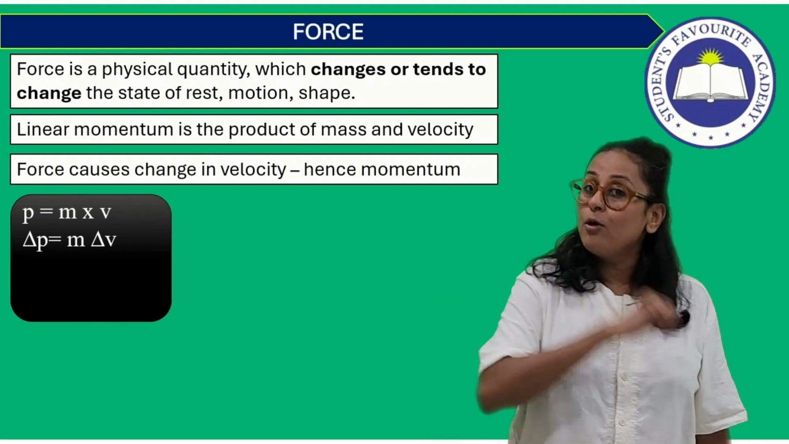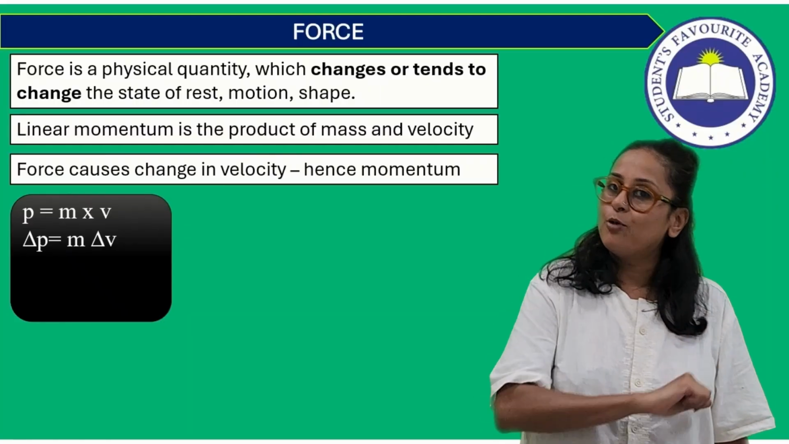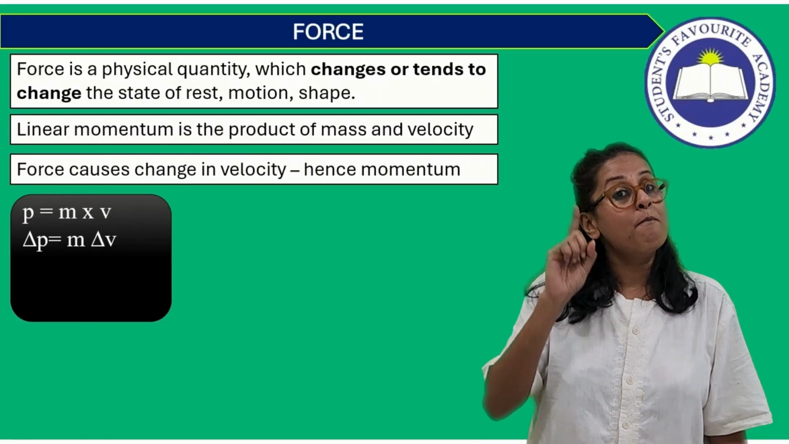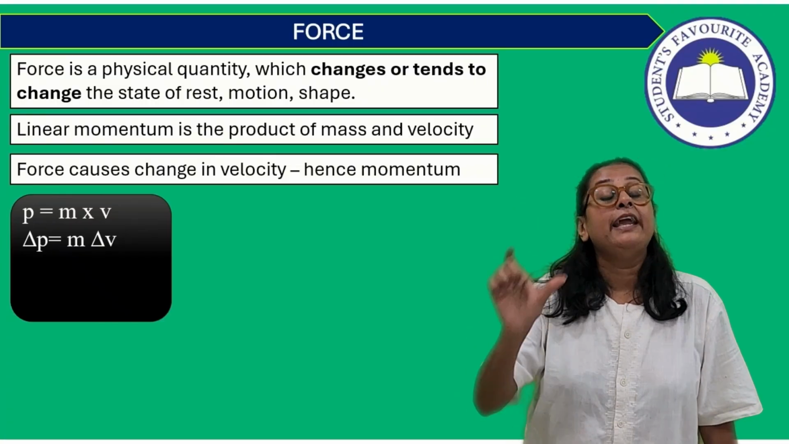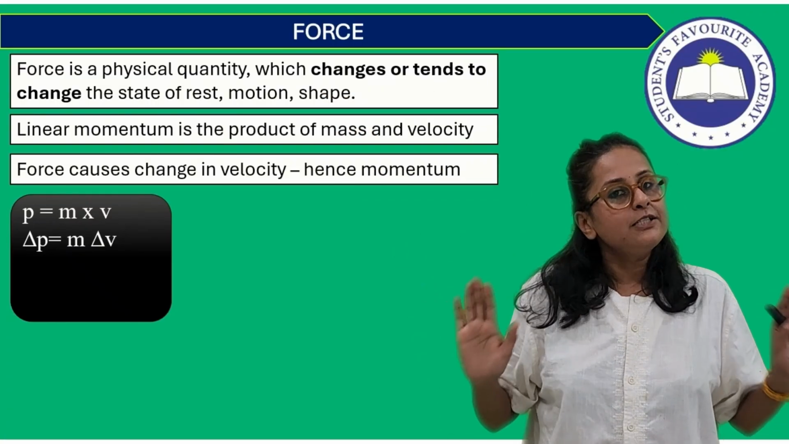So coming back to our momentum, delta p, the change in linear momentum, is the product of mass and change in velocity, which is caused by force. Alright, this much is clear?